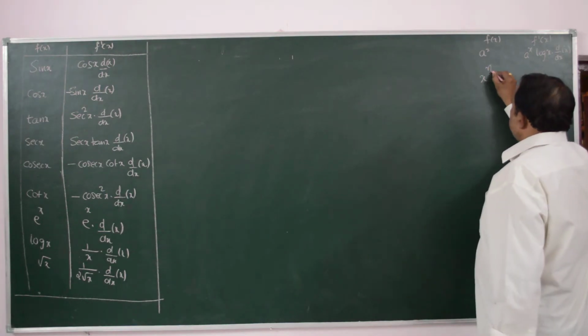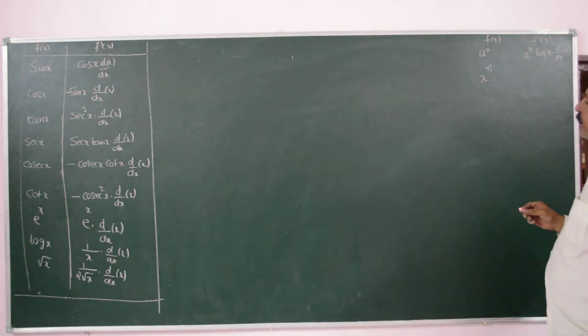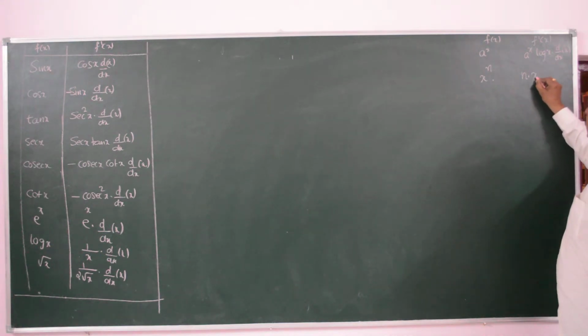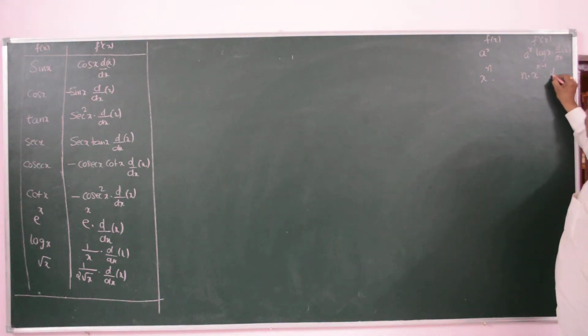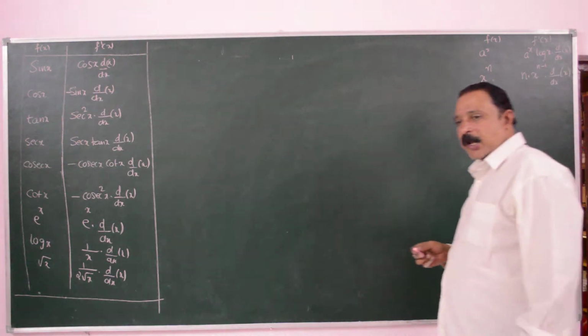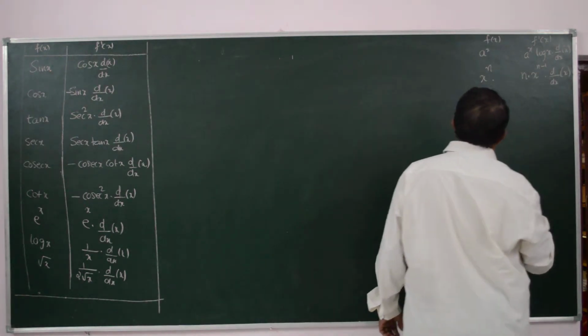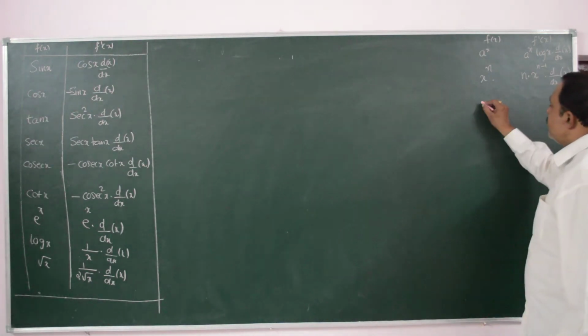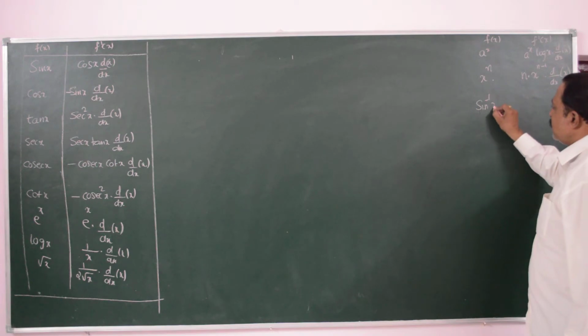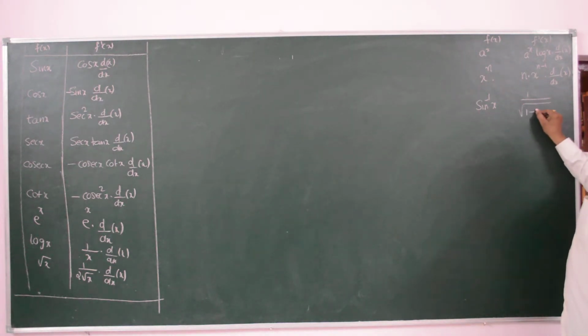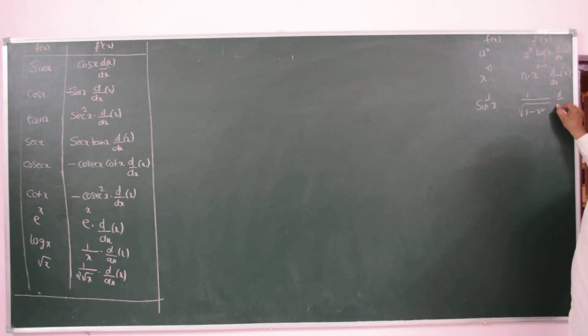X to the power of n. If f of x is x to the power of n, then we know that the answer is n into x to the power of n minus 1 into d by dx of x. And if we have the function as sin inverse x, then the answer is 1 by root of 1 minus x square into d by dx of x.